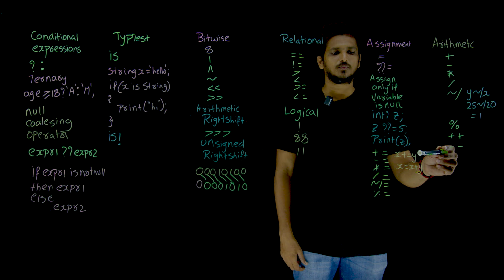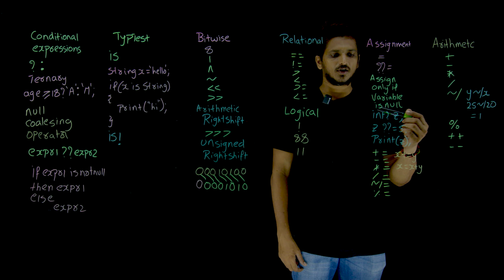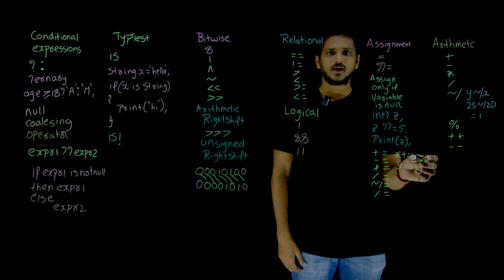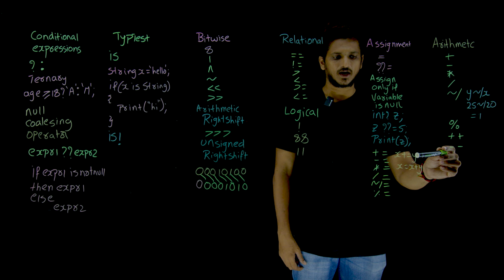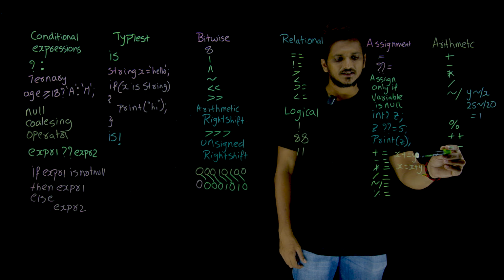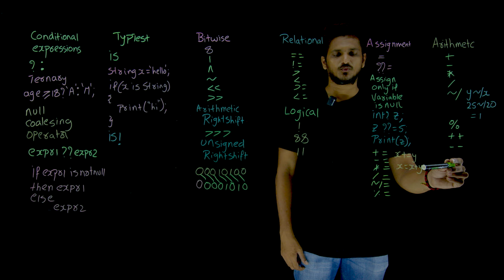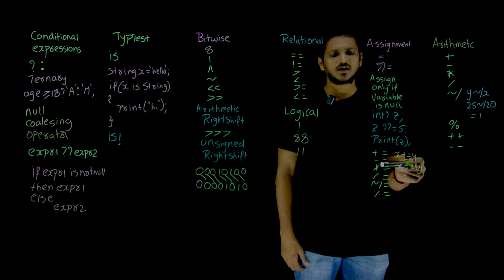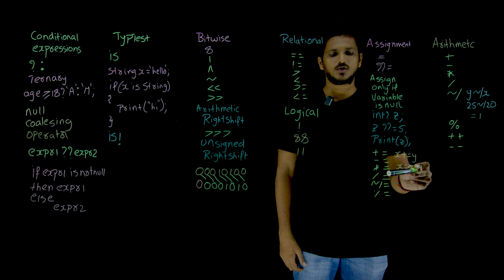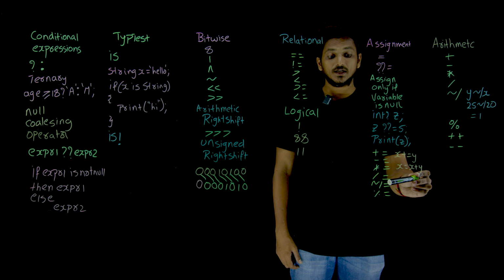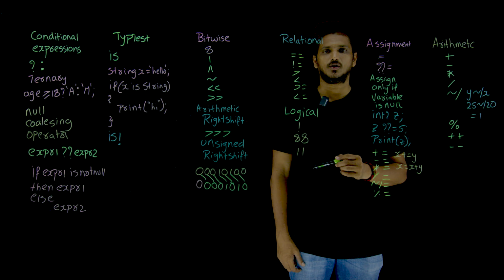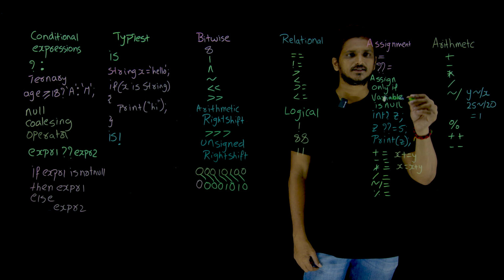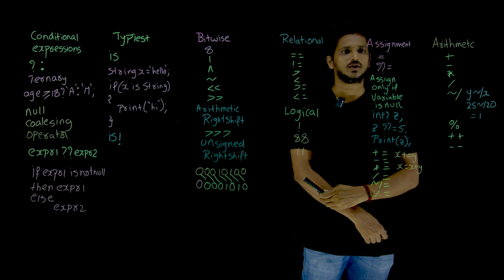And plus equal to. Plus equal to means x plus equal to y, the same as, in shorthand, x equal to x plus y. This is the shortcut: x equal to x plus y can be written as x plus equal to y. Similarly, minus equal to, multiplication equal to, division equal to, integer division equal to, modulus equal to. All these assignment operators are available in our Dart programming.